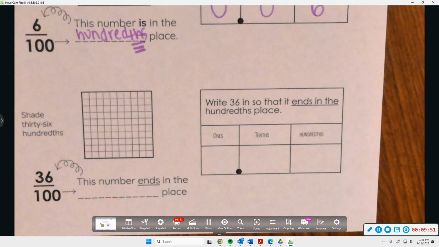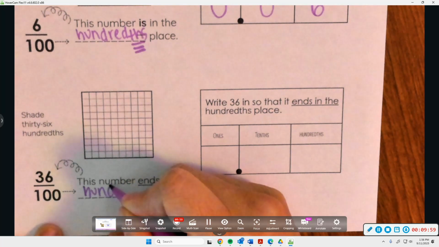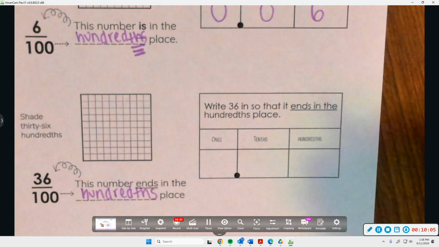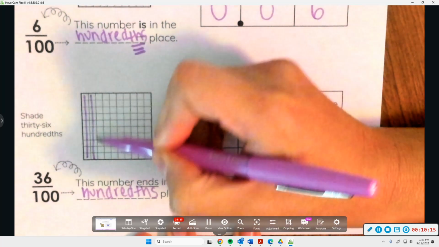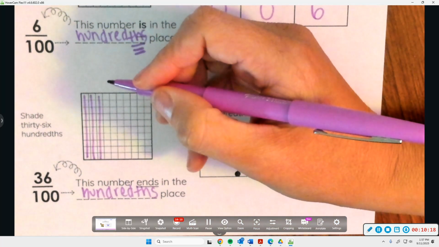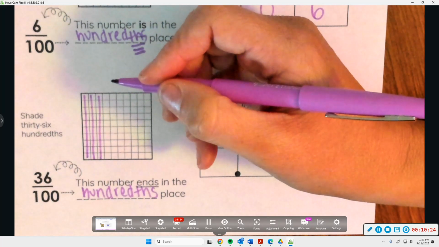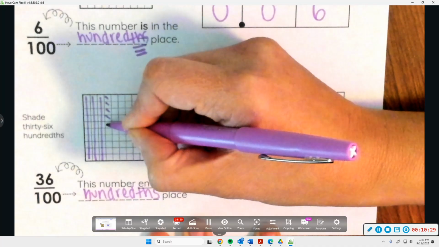Now this is saying, let's say this fraction. 36 hundredths. This number ends in what place? The hundredths. What's an easy way for me to shade this? Who can raise their hand? What's an easy way for me to shade this? Jay? Six hundredths. Very good. I like that you used that math word. The column is correct, but that column is actually worth 1/10. And then 1, 2, 3, 4, 5, 6.